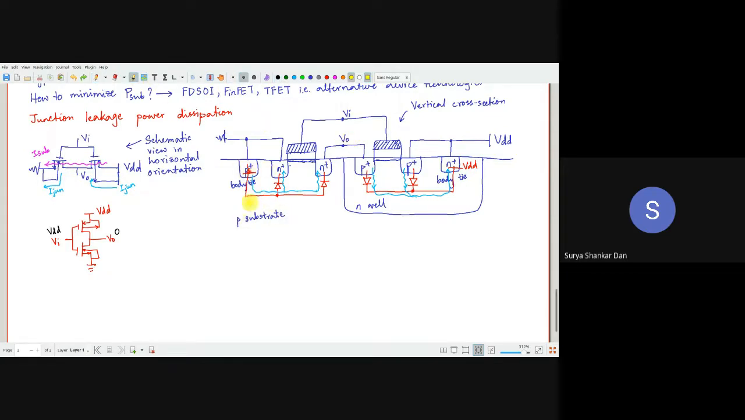Number one, this is P substrate, and these are N plus regions. So excellent. यहाँ पर एक junction है, N plus P junction. यहाँ पर दूसरा junction है. Okay, and this is N well because it is a P type. This is the P MOSFET, right? So N well बना के करना है. So this is P plus N. This is the diode junction. This is also another diode junction. Make sense?